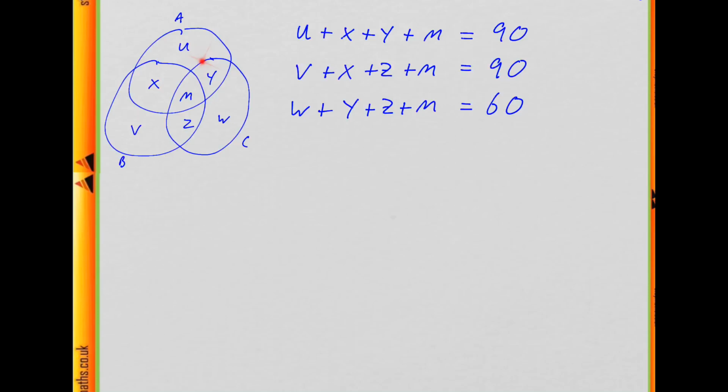And the other thing we were told was the size of the union of all of them, so that's all of these letters added together, and that was equal to 100. And I'm going to call this equation 1 because I'll come back to it later.